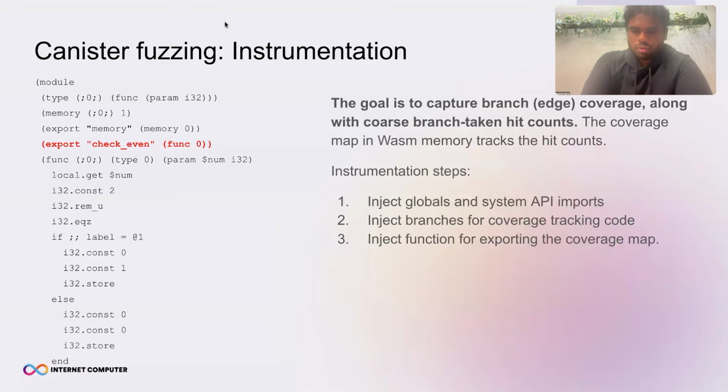Now, with the development flow covered, I want to jump a bit more technical into how the instrumentation works. The goal of the instrumentation itself is to capture the branch coverage along with how many times the branch was taken. These two are the things which are important for the fuzzing engine. If you see the example on the left, it checks whether a number is odd or even, and it has 2 branches, an if-else branch, and it updates some value in the memory based on whether the value is even or not.